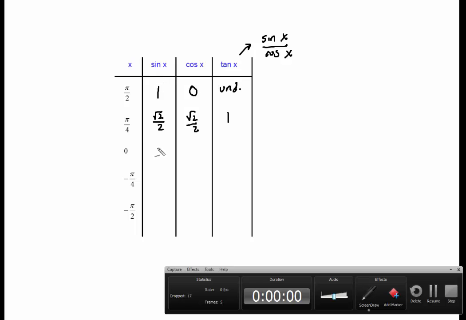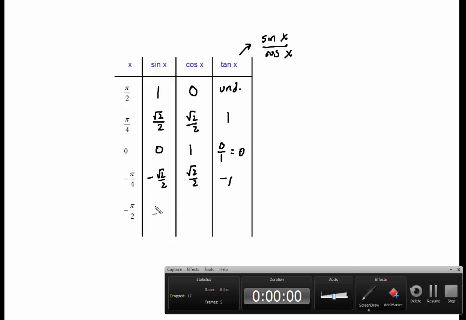At 0, the sine of 0 is 0. The cosine of 0 is 1. We get 0 over 1 for the tangent, or 0. Negative pi over 4 here. Now we're going the opposite direction. The y value will change sign, and the x value will stay the same. What happens to the tangent here? Well, anything divided by its opposite is negative 1.